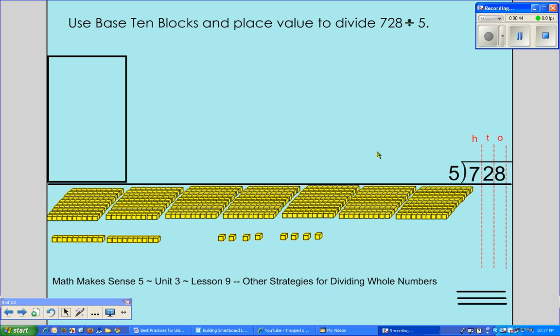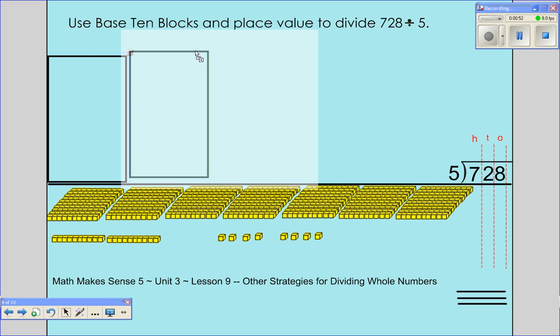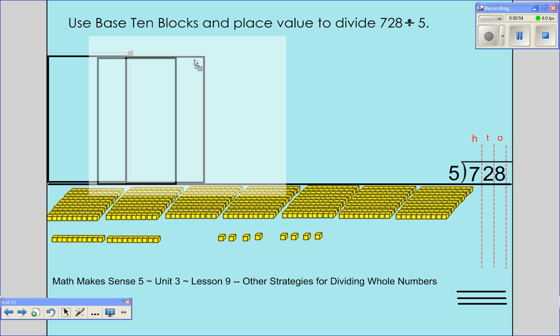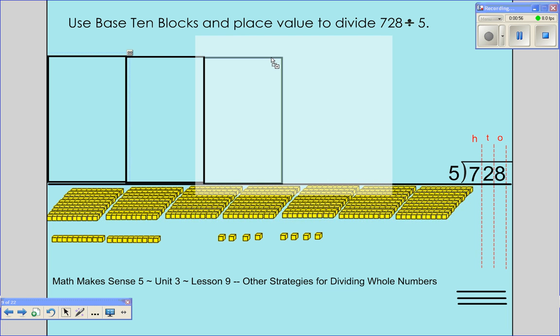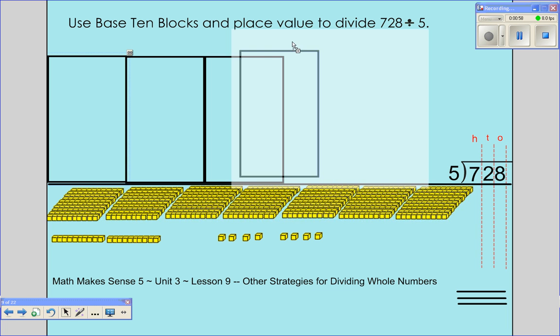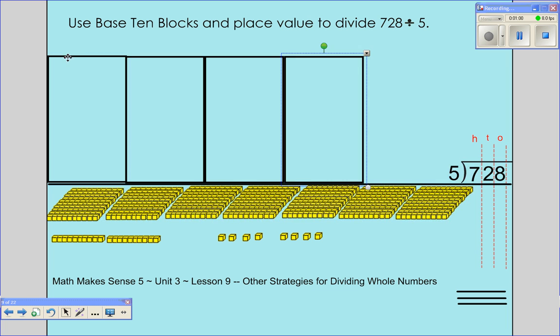First thing I want to do is set up my workspace. I'm needing to divide this big number, 728, into 5 groups, so I'm going to make space for those 5 groups. It's really important in math to keep your workspace very organized. Many mistakes are made just by having a messed up workspace. So 1, 2, 3, 4, 5 spaces to divide all these counters into.